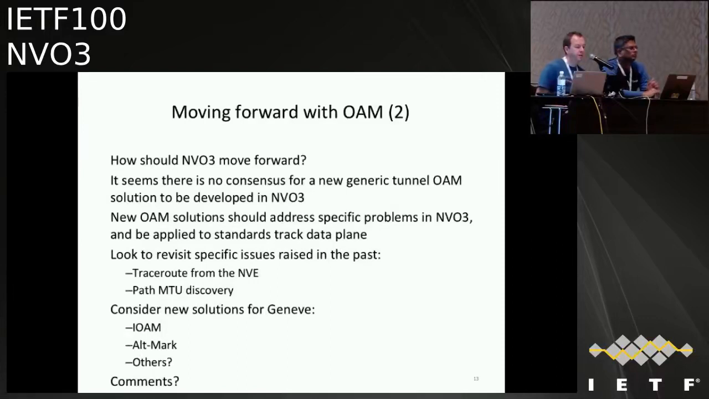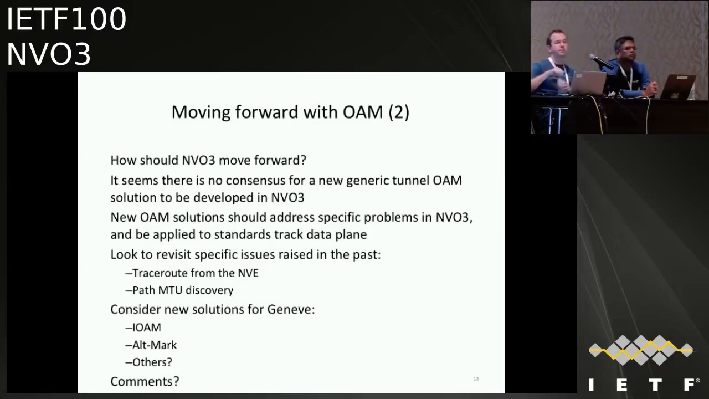So given this, how should we move forward with OAM in NVO3? I think everyone agrees this is a fairly important topic. It seems to us as chairs that there's no consensus for a new generic tunnel OAM solution to be developed in NVO3. One of the original proposals was to take routing area OAM proposals and do those in NVO3, but we've had difficulty adopting those.